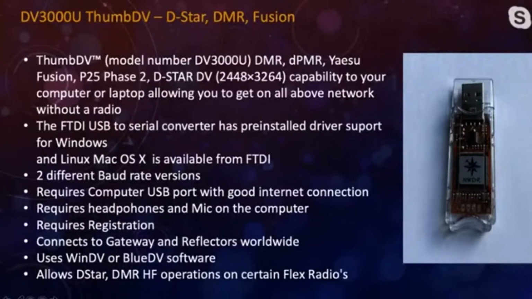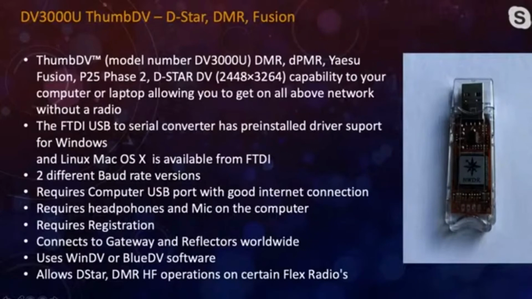ThumbDV model number DV3000U, DMR, dPMR, YSF Fusion, P25, NXDN, D-Star, DV 2448 into 3264. This gives the capability to your computer or laptop, allowing you to get on all the above networks without a radio. Okay, so we can go on all these modes and protocols actually.